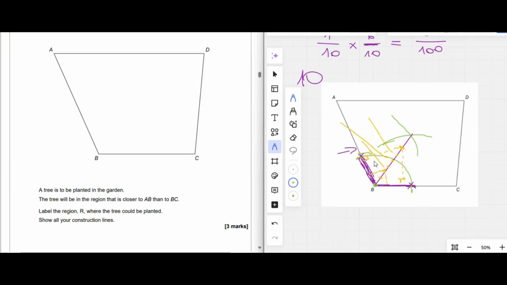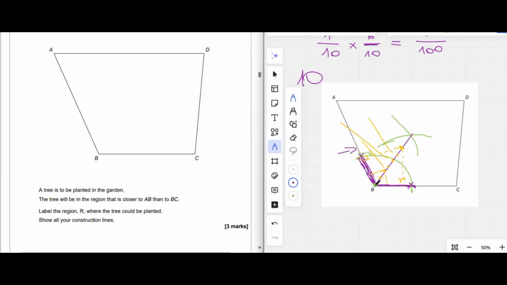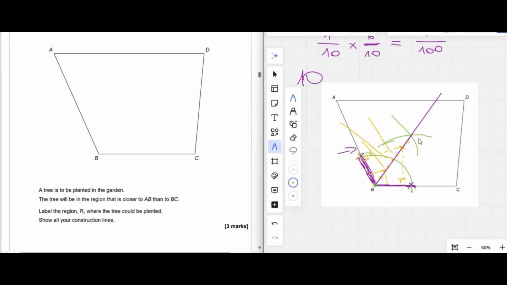I think we should make that line of bisector as long as possible, so to cover the whole garden, and make it dotted, for example, with an eraser. And then label our region by R and shade it a bit.